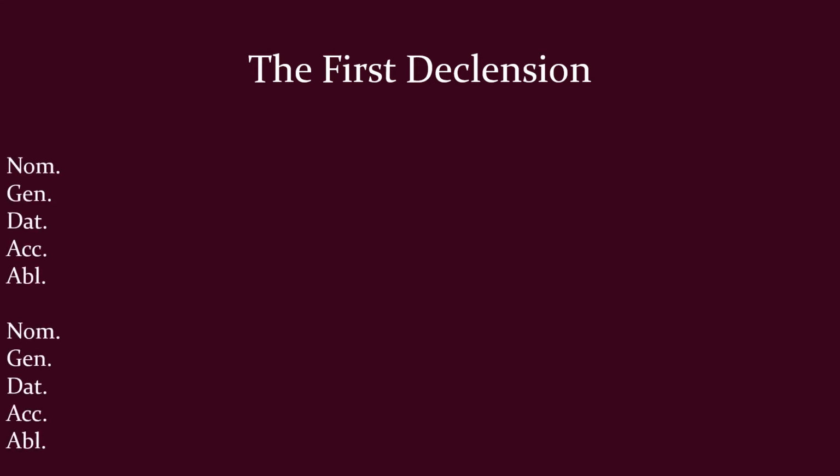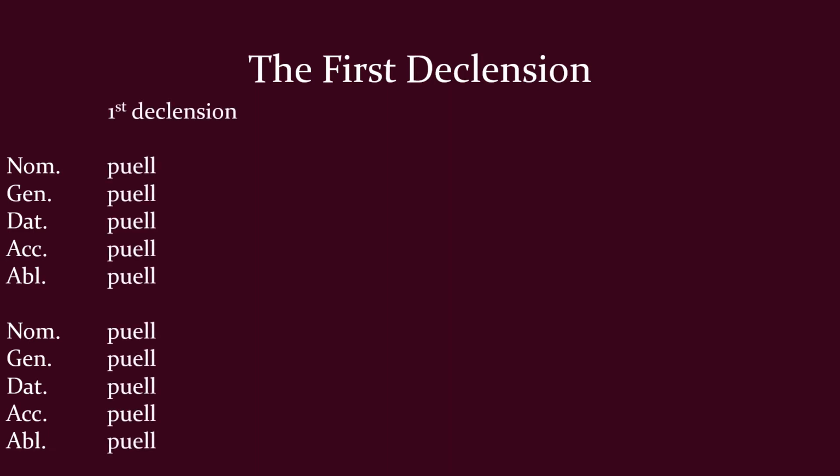So let's take a look at the first declension for the rest of this video. Remember, there are 5. The first thing we're going to do is list the cases. The cases are in a separate video. And you can see nominative, genitive, dative, accusative, ablative, and then you see them again at the bottom. The top is for the singular, the bottom is for the plural. What I'm not showing you here is the vocative. I'll get to that in a different video.